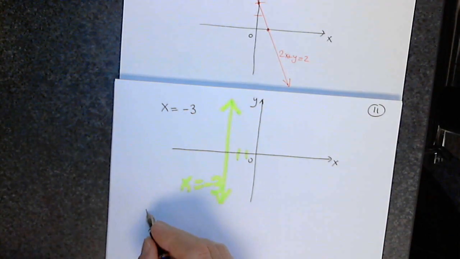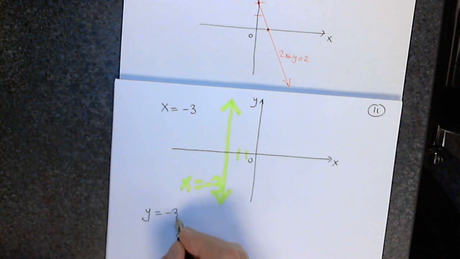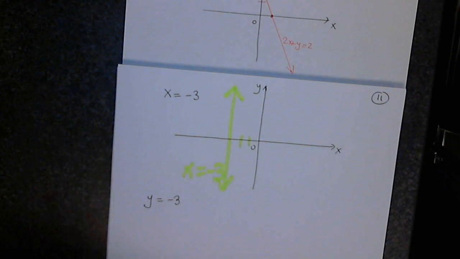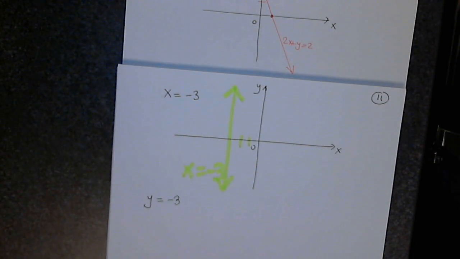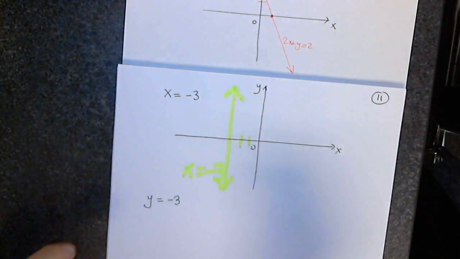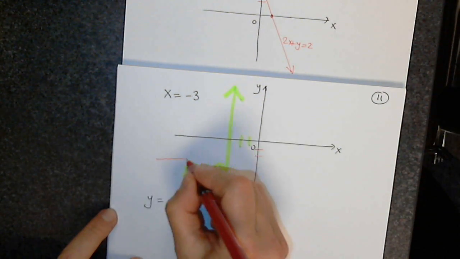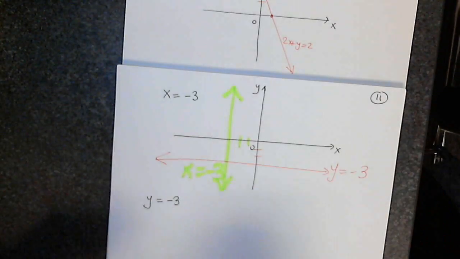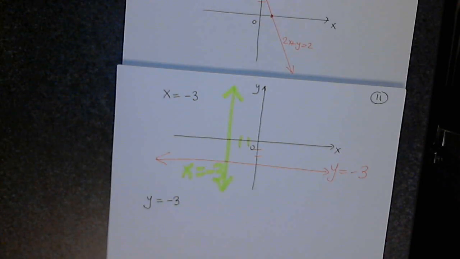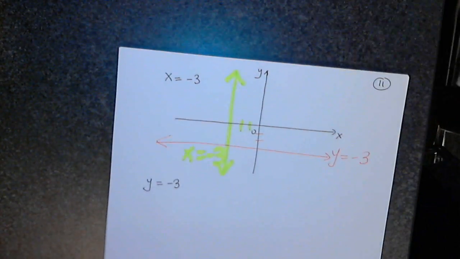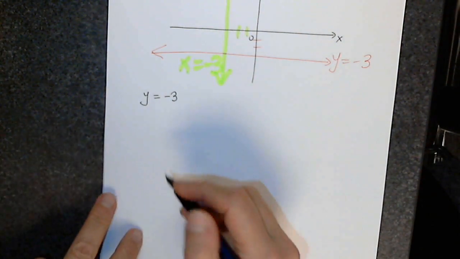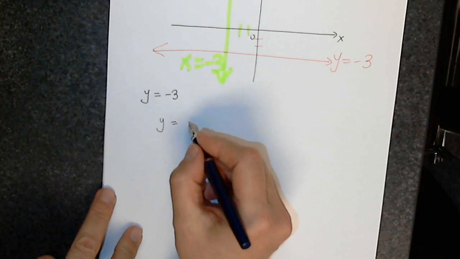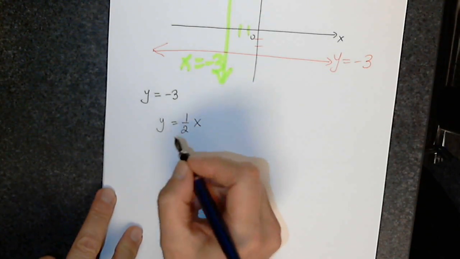What if I ask now, please graph y equals -3? How will you graph y equals -3? At -3. So this is y equals -3. Now I would like to graph y equals 1/2 x.